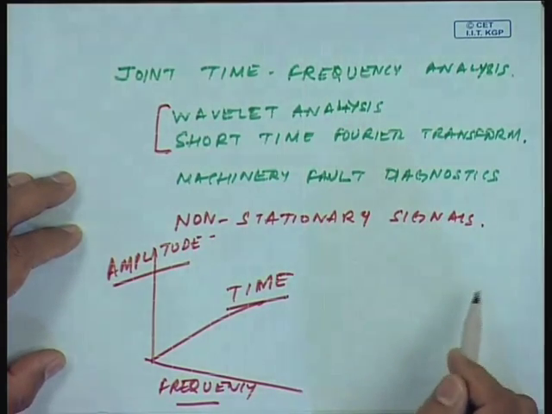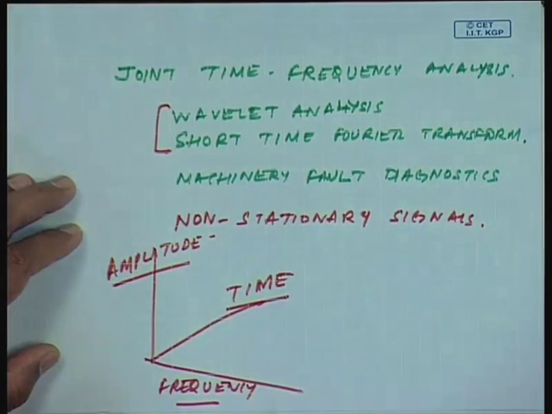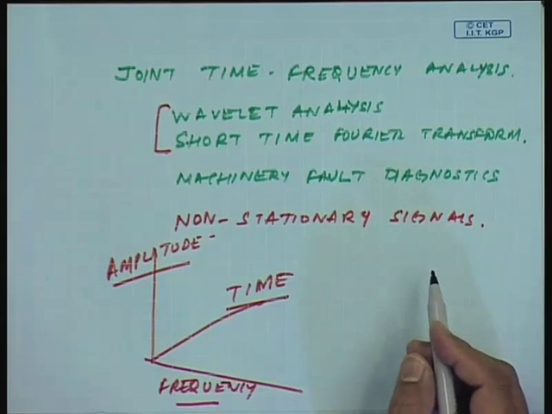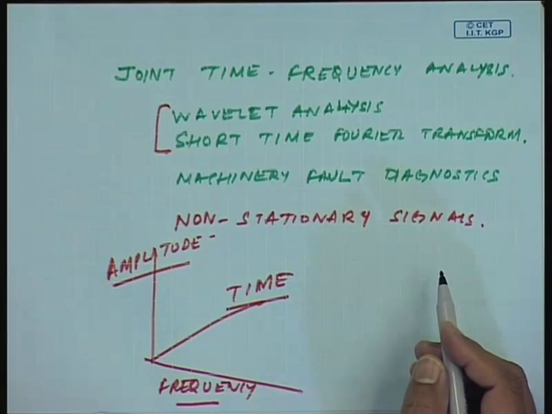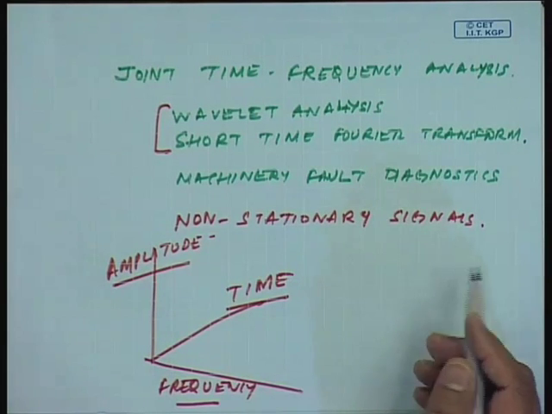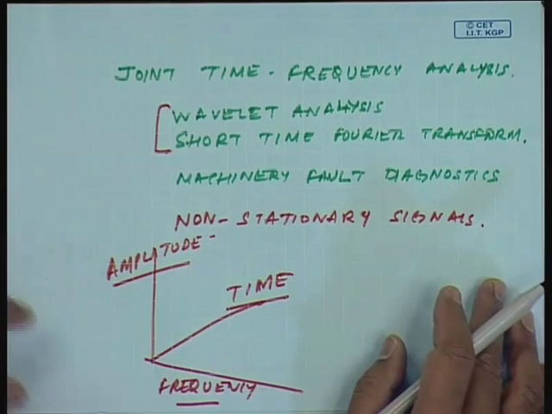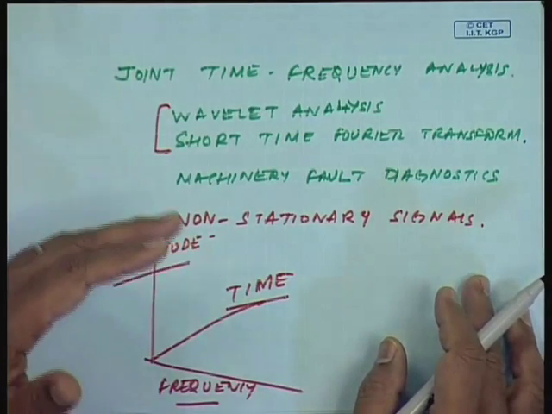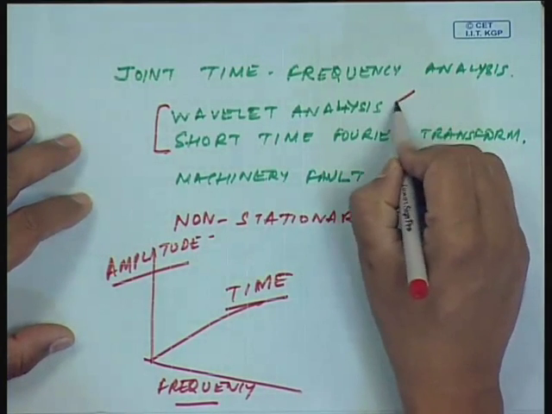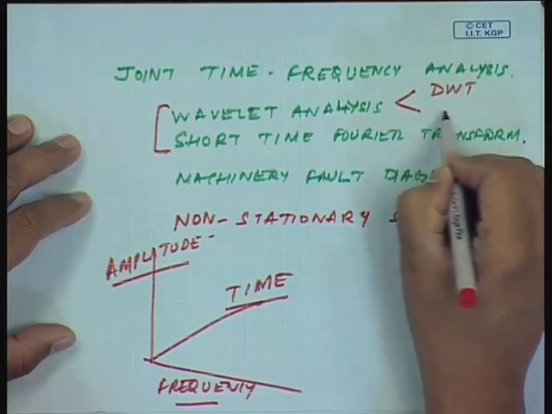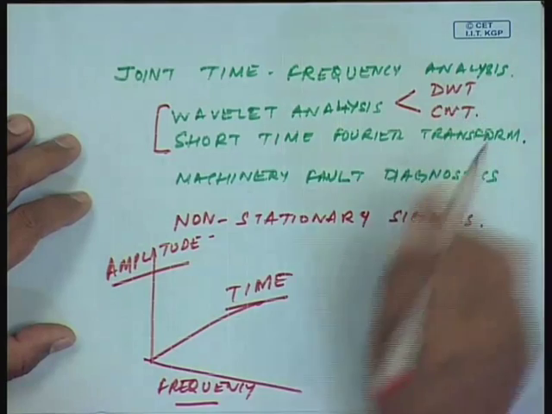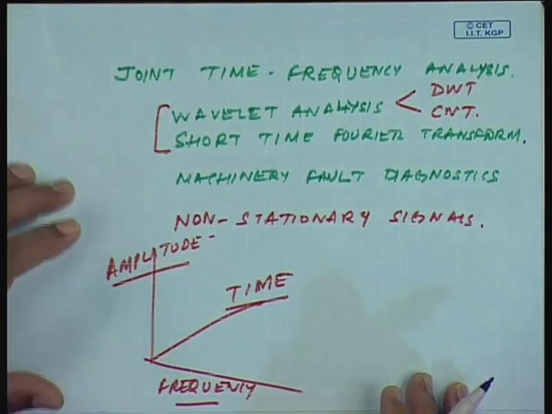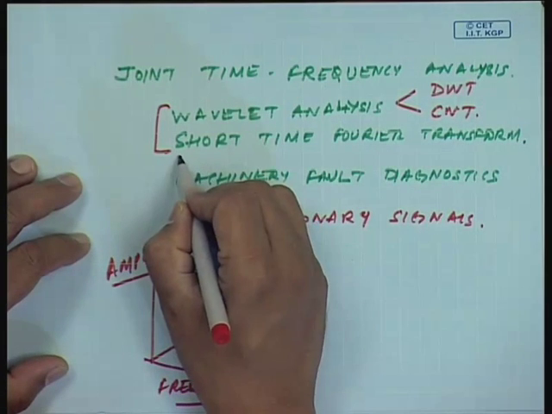These techniques are available, and I will give you examples of non-stationary signals: something breaking, cracking, impulse, door slamming, etcetera. These are phenomena like something hitting, rubbing. This can be very easily understood by wavelet analysis. Wavelet analysis also has two types, the discrete wavelet transform and the continuous wavelet transform, and then there are short time Fourier transform and the multi resolution Fourier transform also.